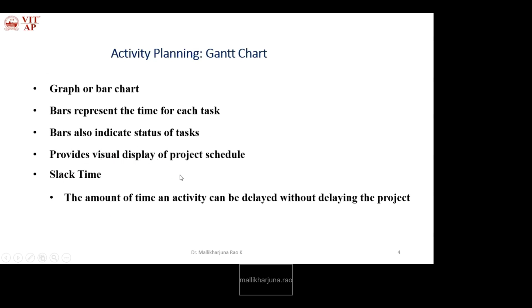Every task has some deadlines, so those deadlines are represented in the Gantt chart. Also, this Gantt chart is useful to represent the slack time. I told you about critical activities. A critical activity is one that takes more time than planned. Here, slack time is the maximum time that we can wait to start the next activity. That is the slack time.